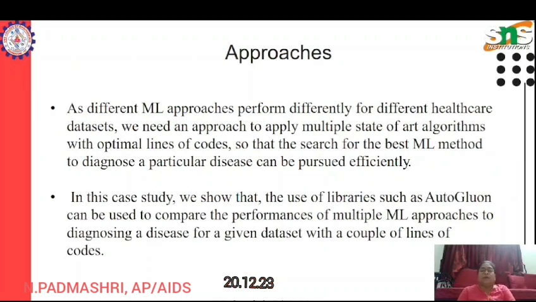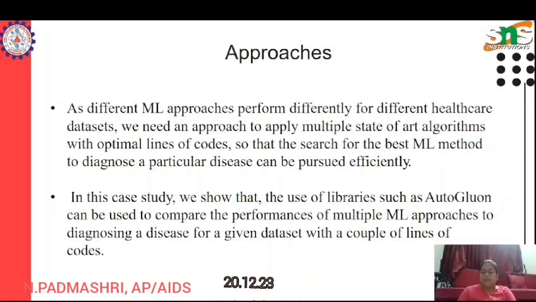We need to train the machine, and we need an approach to apply multiple algorithms with optimal lines of code, so that the search for the best machine learning method to diagnose a particular disease can be done efficiently. In this case study, we have chosen a library, AutoGluon, which can be used to compare the performance of multiple machine learning approaches to diagnose a disease for patients with a given data set, and with a couple of lines of code.